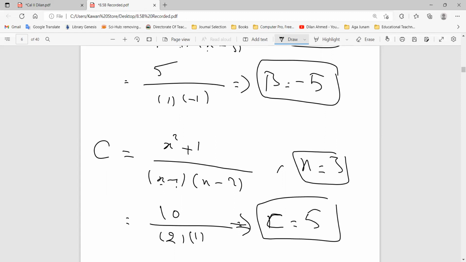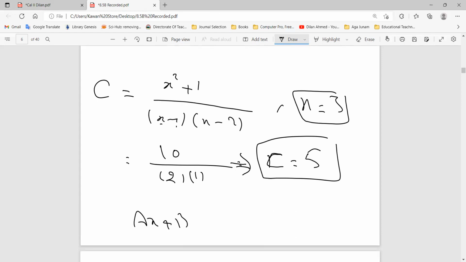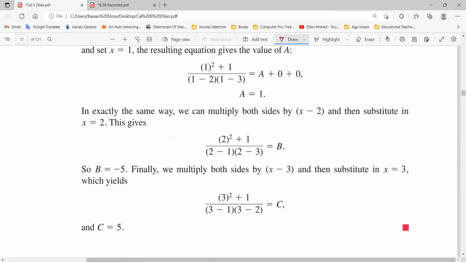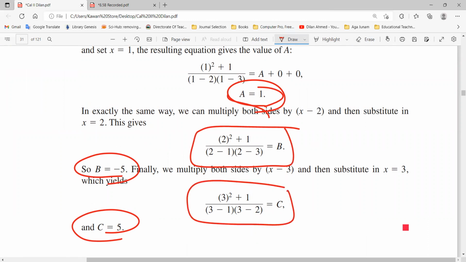So why didn't I say it this way at the beginning? Because we need to learn the classic way to solve such examples, like Ax plus B over a quadratic, because we cannot solve those by this method. The condition is that all the factors should be linear. So here A equals 1, B equals minus 5, and C equals 5. Clear, dears? For B, it was easy and direct. One step is enough to solve it.